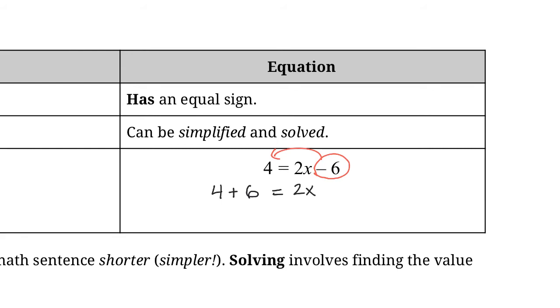So now that I've collected like terms, I'm going to go ahead and simplify. So I know that 4 plus 6 is 10. And now that I've simplified my equation as much as possible, I can go ahead and isolate for x. So in order to do that, I'm going to need to divide both sides by 2. And so 10 divided by 2 tells me that x has to be equal to 5.